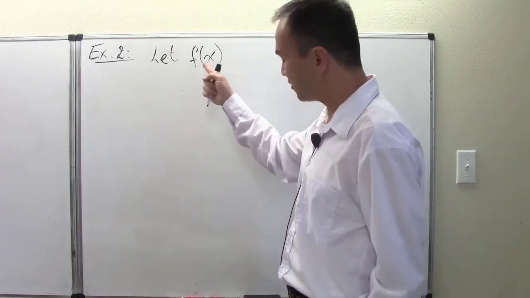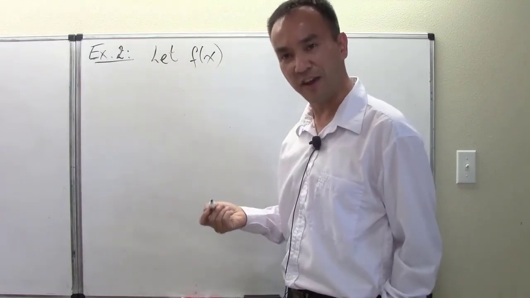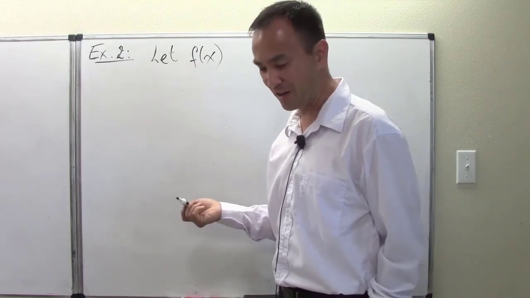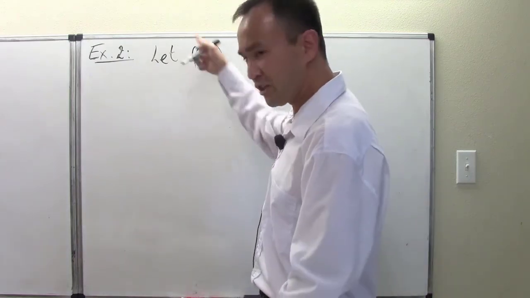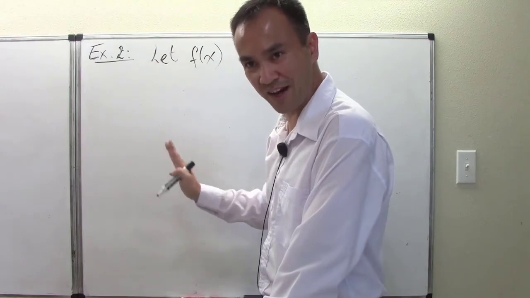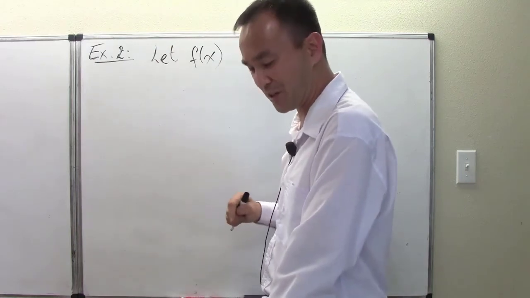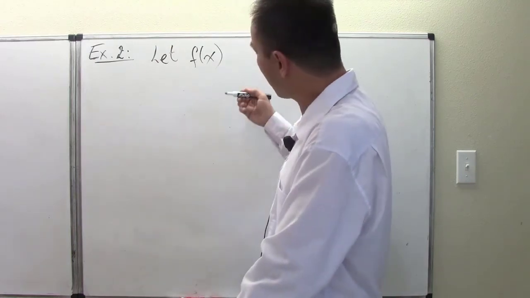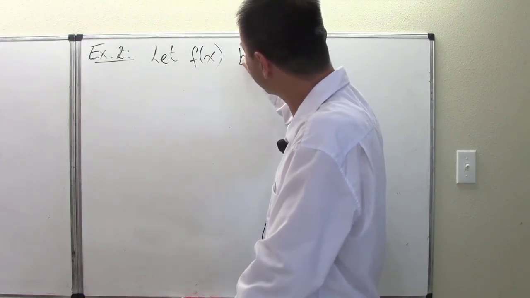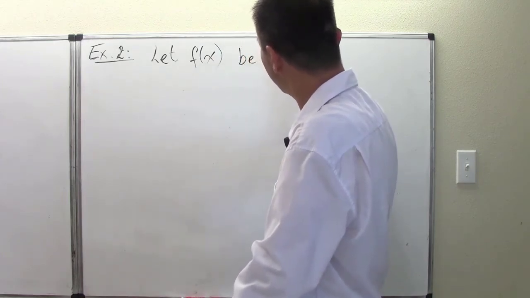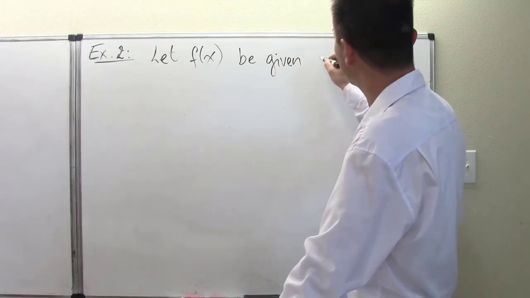Here we have to redefine our f of x, give it a different meaning. This wording description describes our new definition of the function f of x. So let f of x be given as the following table.